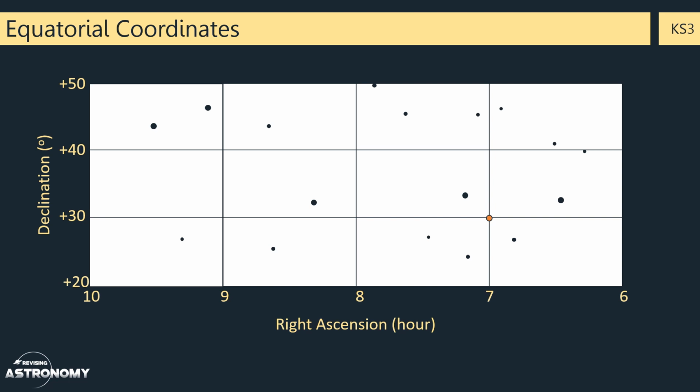To do this, you simply draw a vertical line from the star down to where it hits the axis. Here you can see it's exactly at 7. So this star has a right ascension of 0700 hours. We can then do the same thing for the declination, this time drawing a horizontal line across to the axes, and you can see it meets at plus 30, so it has a declination of 30 degrees. Therefore, our orange star has a right ascension of 0700 hours and a declination of plus 30 degrees.